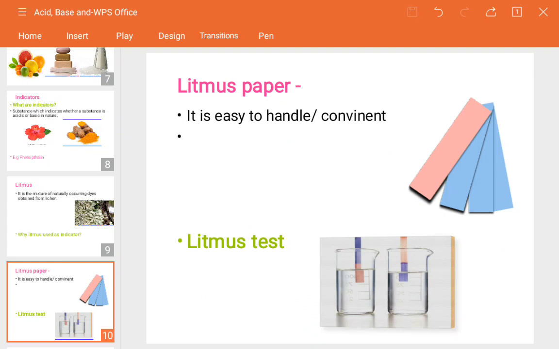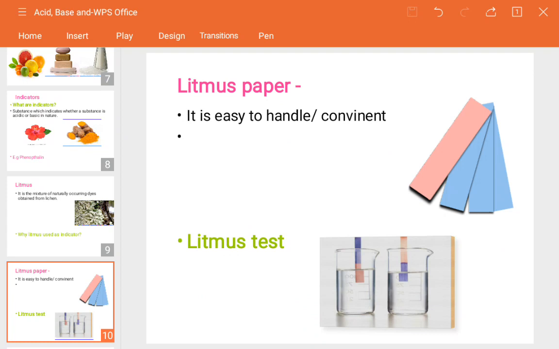Now the litmus test, you can see in the image. Suppose the first beaker contains acid and the other a basic solution, or you don't know which type of solution both beakers contain. If you dip a blue strip and it turns red, it means it's acidic. If you dip a red litmus into the other solution and it changes to blue, it means it is basic in nature. So this indicates a specific result.